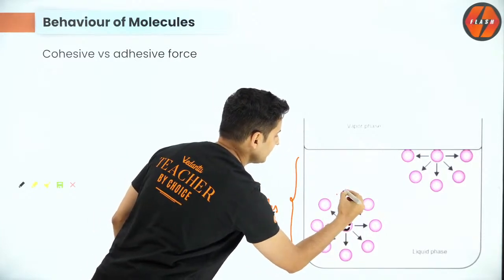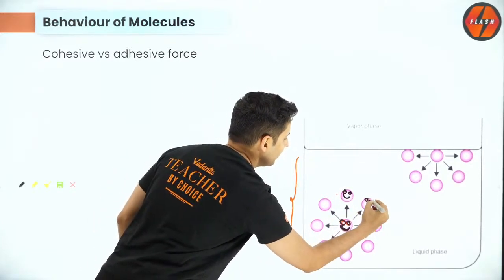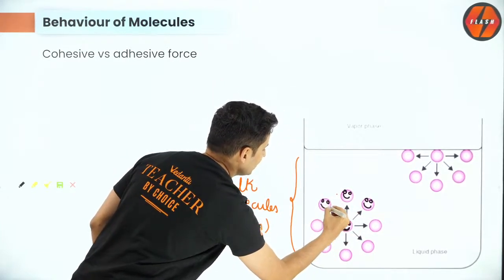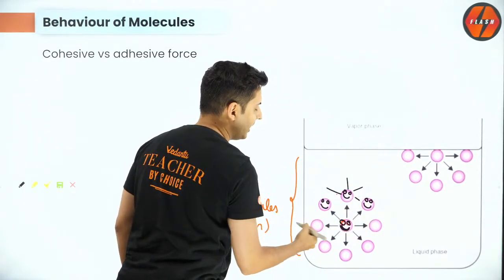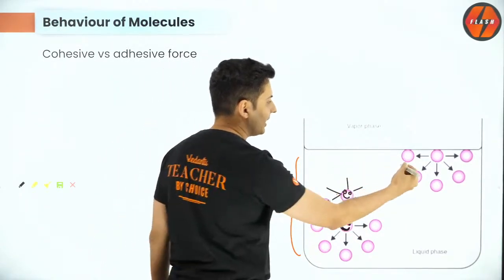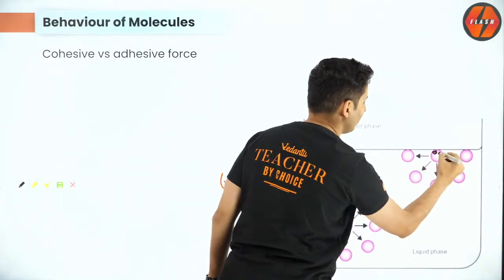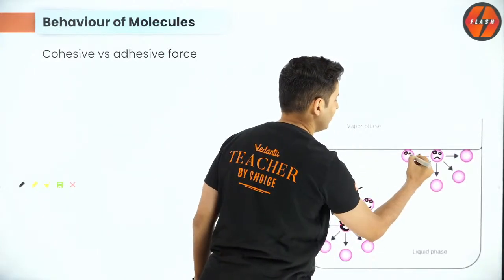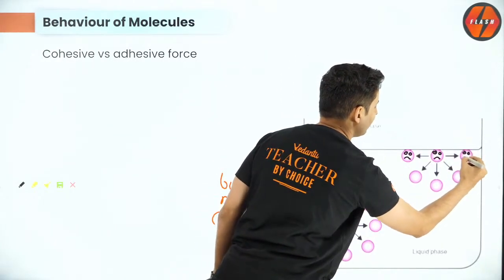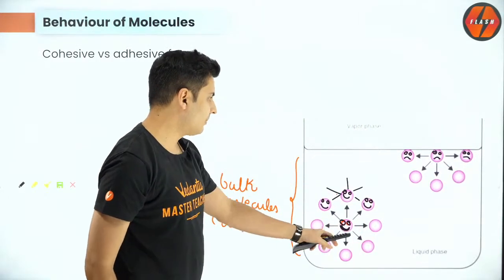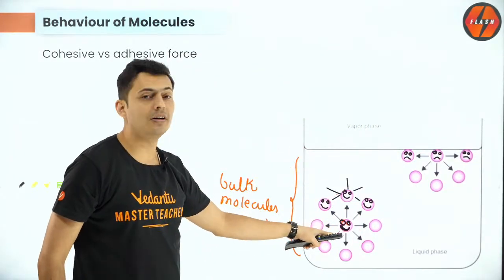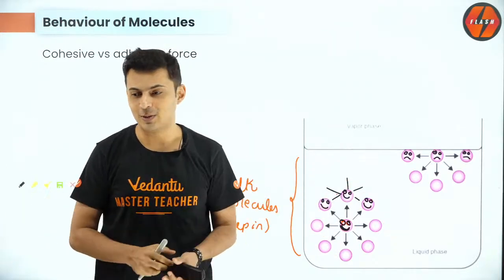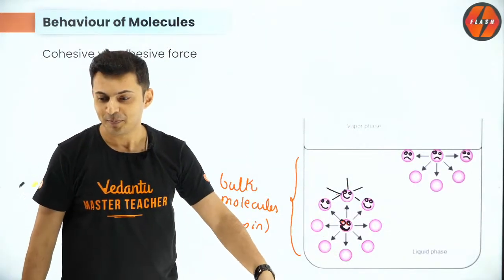In fact, even these molecules are going to be really, really happy because each molecule has a lot of people around it. But this molecule is definitely going to be very sad. These are sad molecules. Look at their sad faces. In fact, if they are given a chance, these molecules would like to be here because they want more people around them. I hope this is clear.